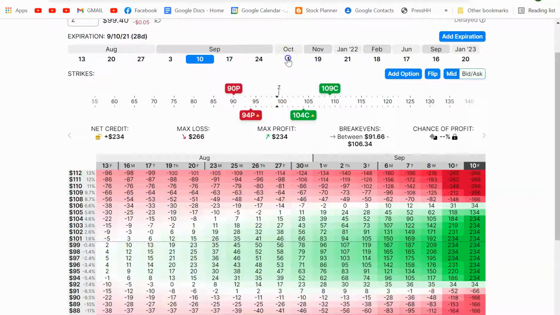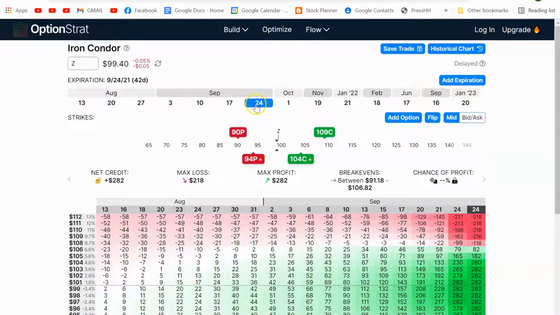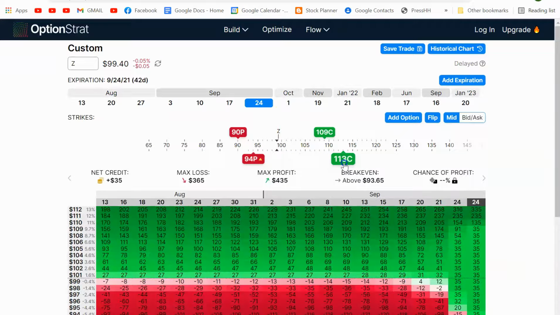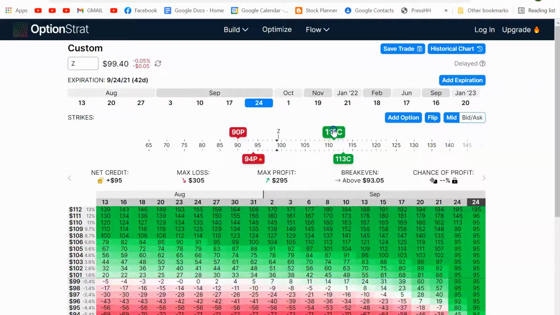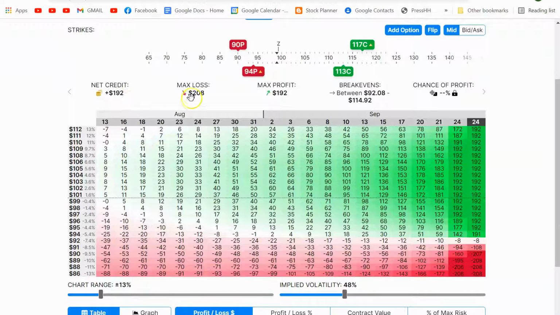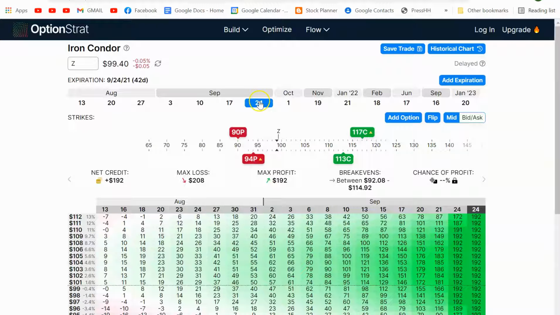Let's go a little out. 1 October. Moving back into the 24th, that I didn't like that movement. I want to get this to be about 113, and we have a $4 wide strike. Let's move this up to, so now we have this equal. Net credit is 192. Max loss is 208, and needs to stay in between 92 and 115. I said 116 and 100. This is a little better. And if it stays in that range till September 24th, I get to keep my net credit.